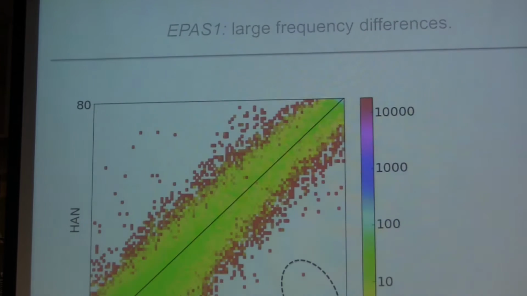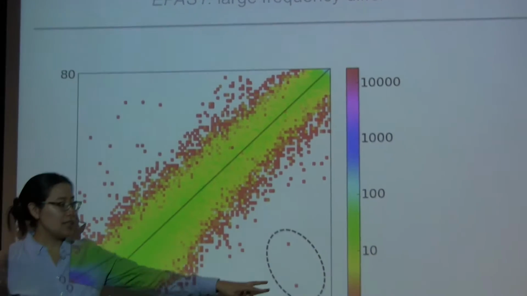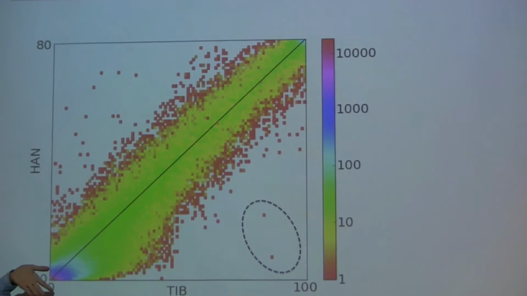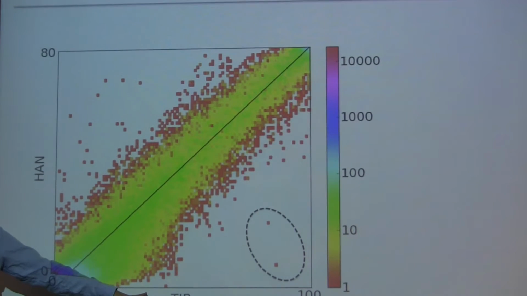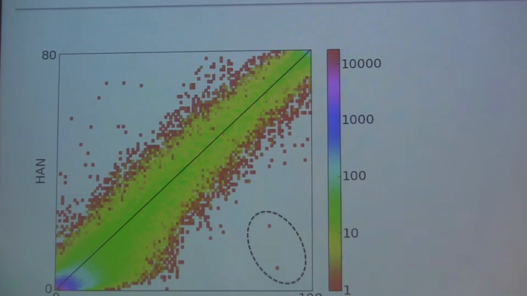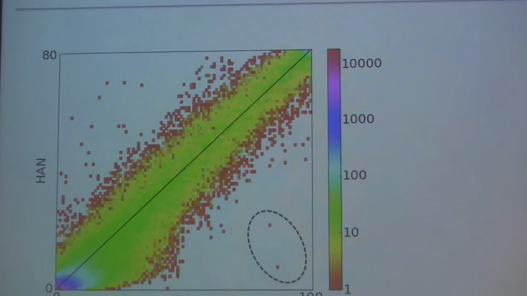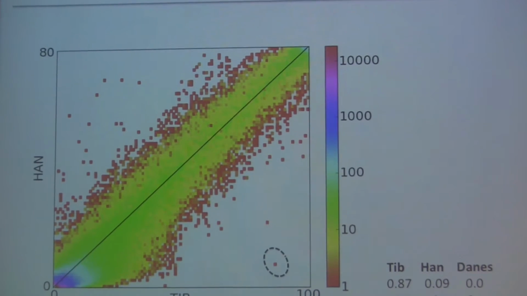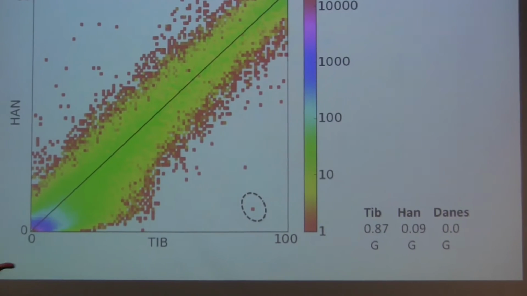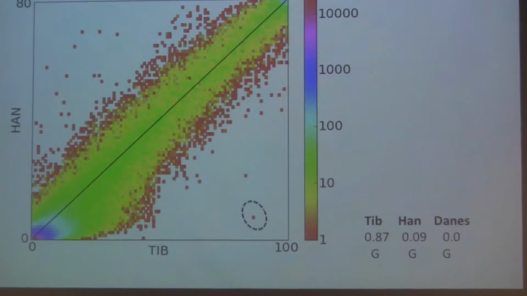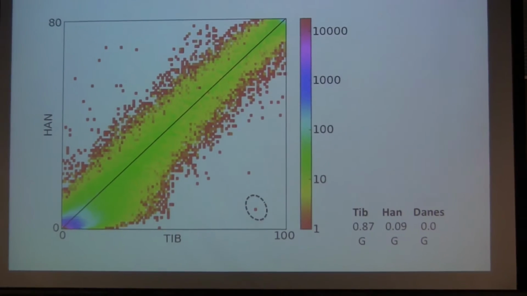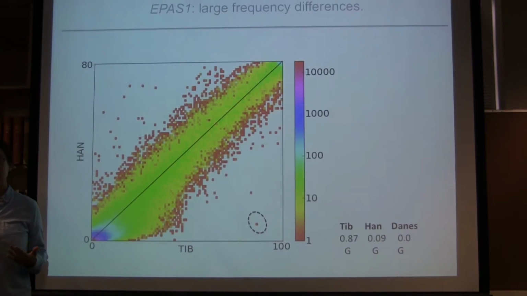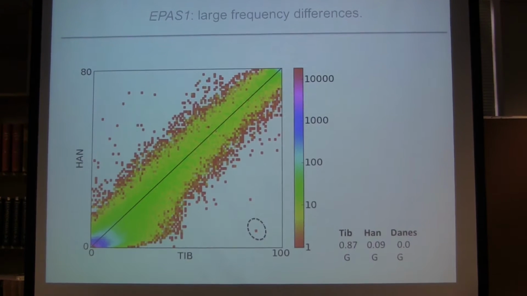If you go back to the two-dimensional site frequency spectrum, you find that these two mutations that have the largest frequency difference, where Tibetans have high frequency and the Han have low frequency, are those two mutations in that gene. One of those mutations, this one, has a very large frequency difference between the Tibetans and the Han. That's actually quite large for humans because these two populations are so closely related.